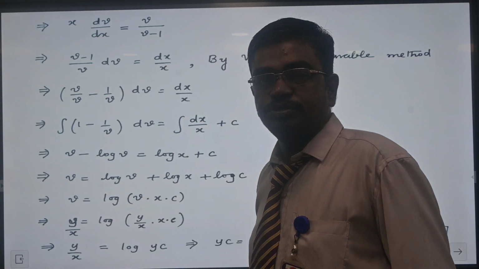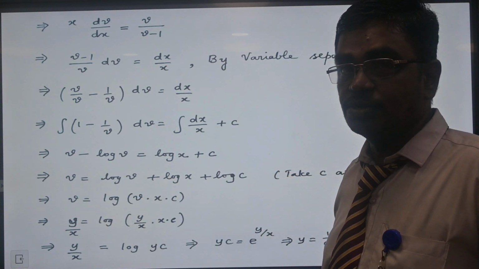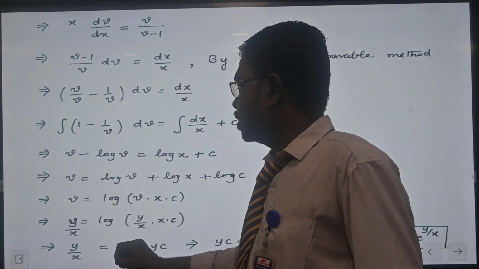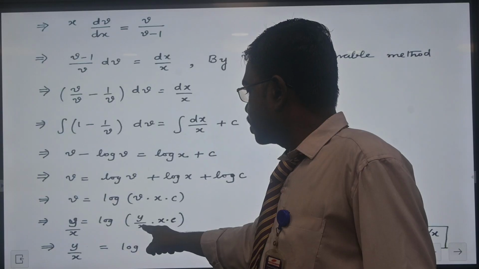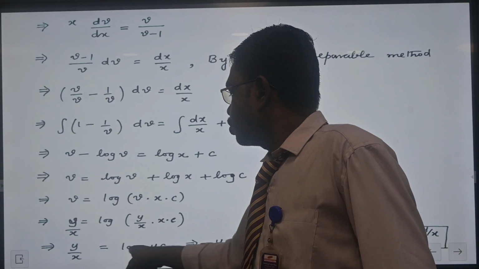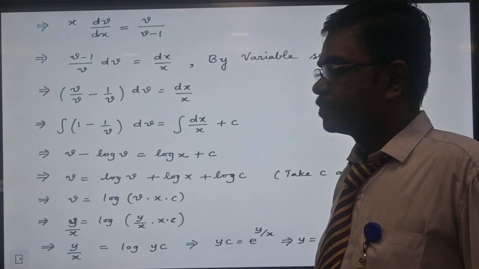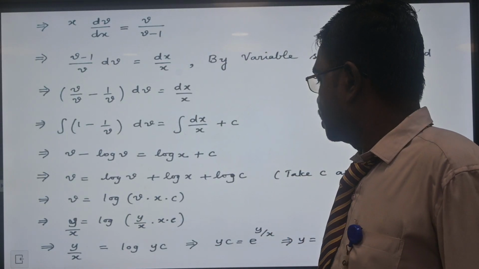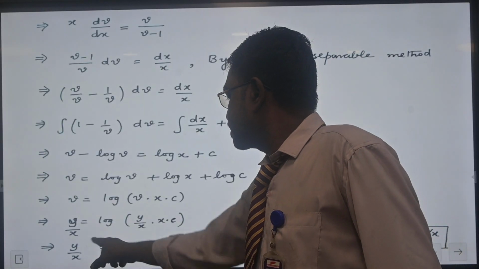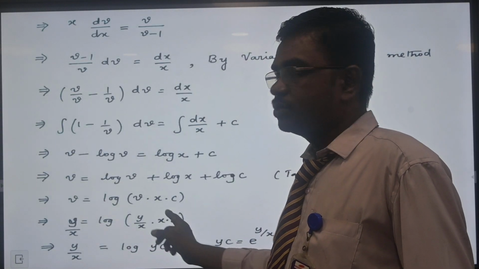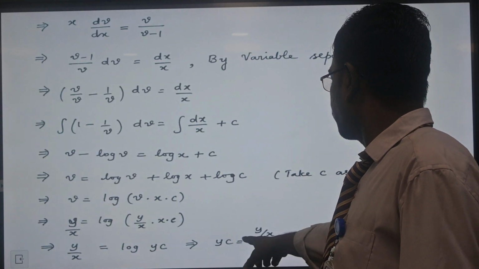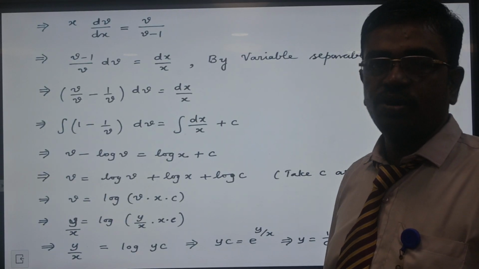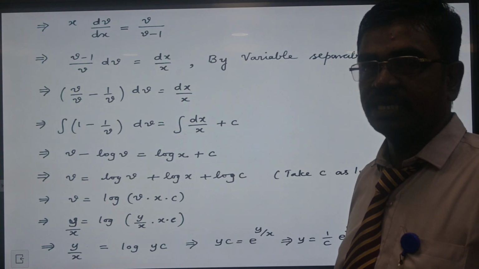First I will substitute back in the homogeneous substitution y equal to vx, that is v equal to y by x. After replacing v equal to y by x, y by x equal to log yc. I will take exponential on both sides. Therefore, e power y by x equal to e power log will be cancelled, yc. So y equal to 1 by c e power y by x. The final answer is y equal to c e power y by x.